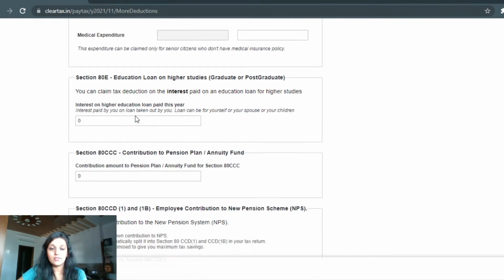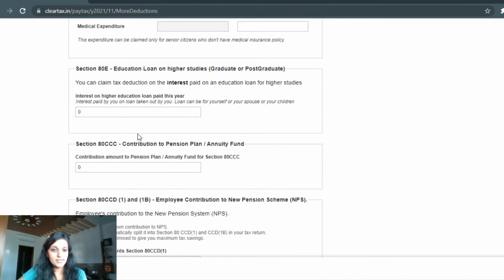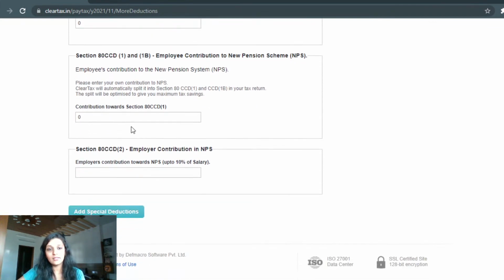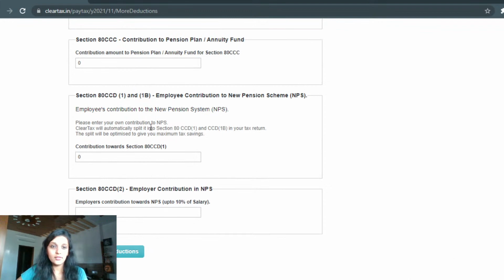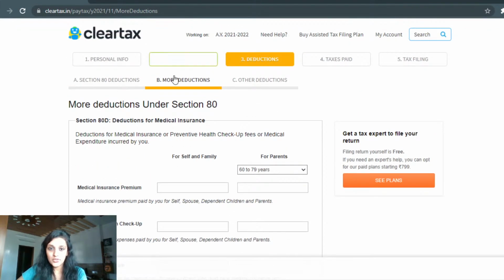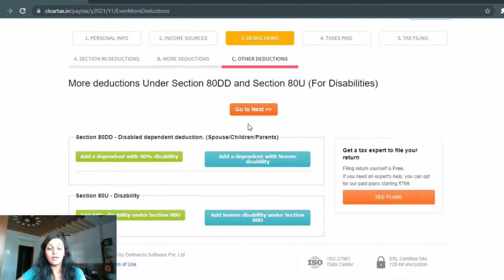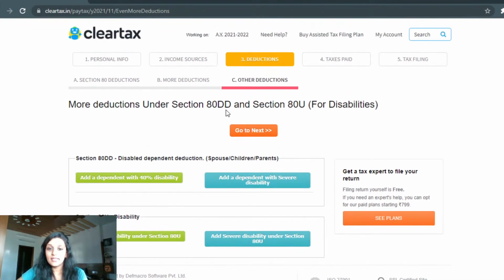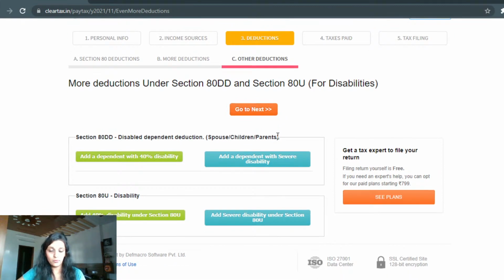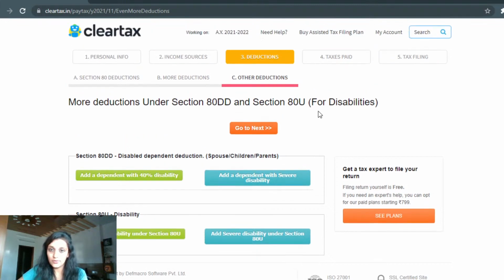Then 80E, which is educational loan, 80C, 80CCD(1B). Accordingly, whatever investments you have made, just enter the amount in the respective heads. You will see deductions are mentioned in these three columns A, B and C. Then the C tab will be about disabilities, 80DD, 80U. If you have any disabled dependent or disability of your own, then according to the percentage of the disability, you can select that and include the amount.